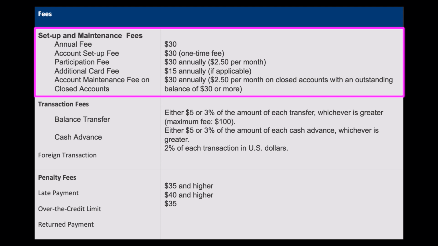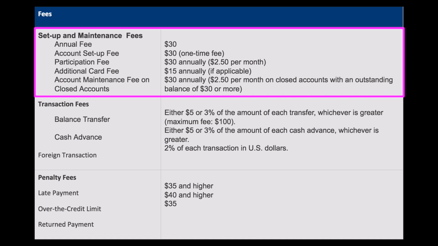Another fee is an additional card fee. If you approve a new user and want them to have an additional card, it can cost you up to $15 each year. Not all credit cards do this. If you see this, shop around for other offers.